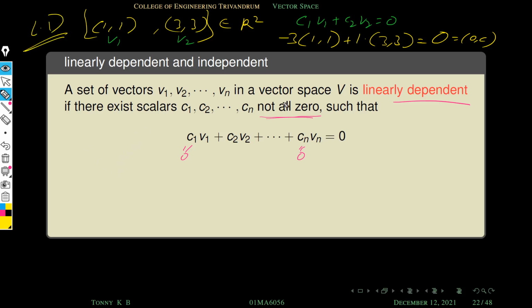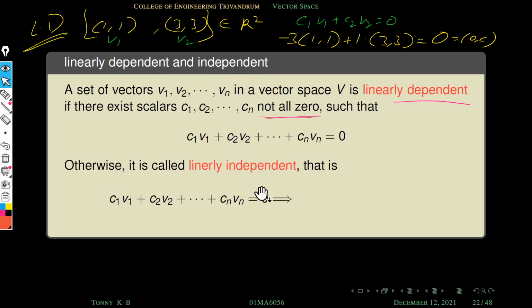You will see one more example. Before that, we have one more definition, linearly independent. What is linearly independent? If it is not dependent, then it is linearly independent. That's all. Suppose a set is not linearly dependent. Dependent means there exist scalars c1, c2, ..., cn, not all of them 0. If it is not dependent, this condition is violated.